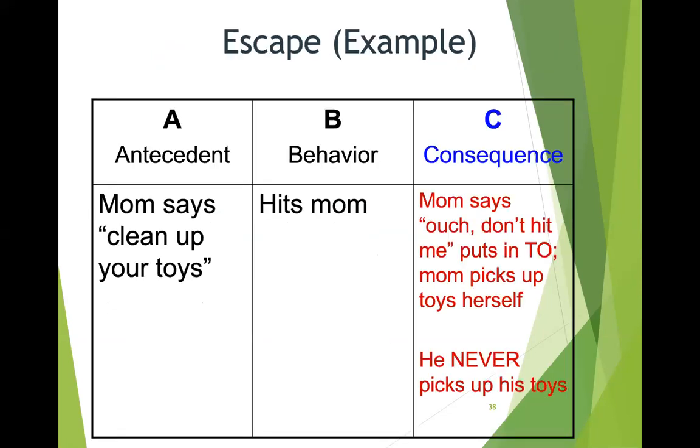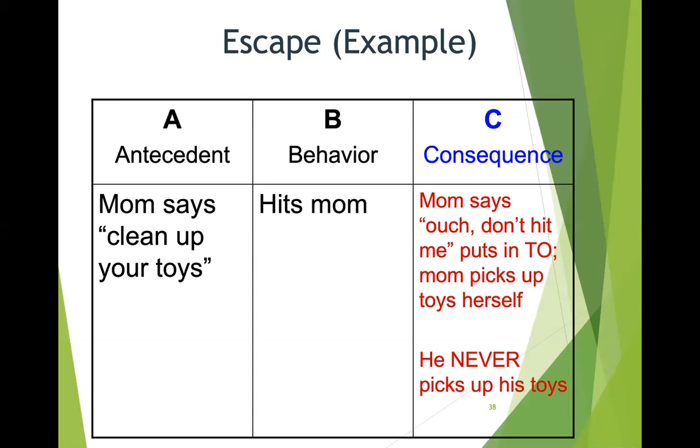So here we're going to take a look at an escape example. Mom says, "Clean up your toys." The child then hits mom. And as a consequence, mom says, "Ouch, don't hit me," and puts that child in timeout. Mom ends up picking up the toys herself. And as a result, he never has to pick up his toys.